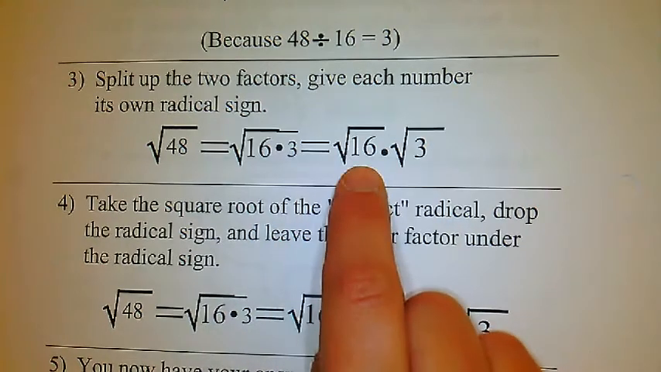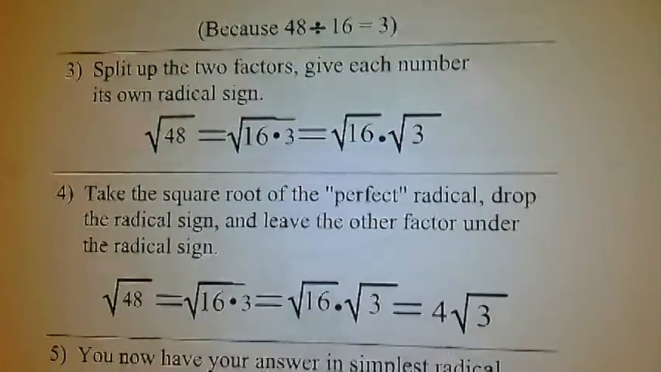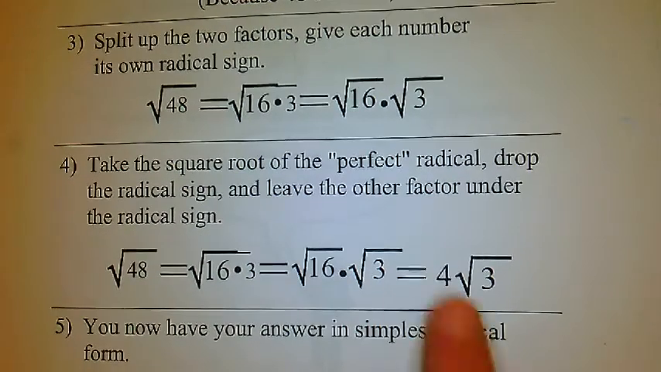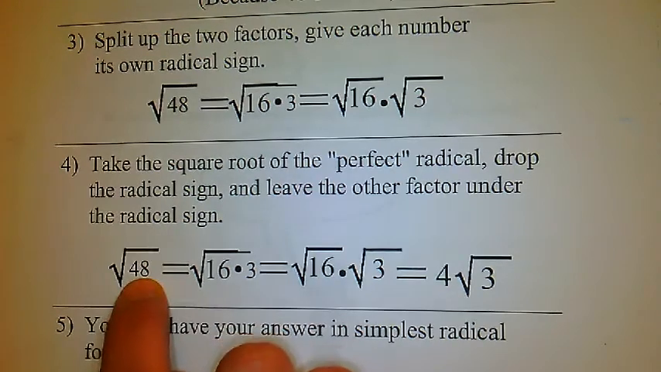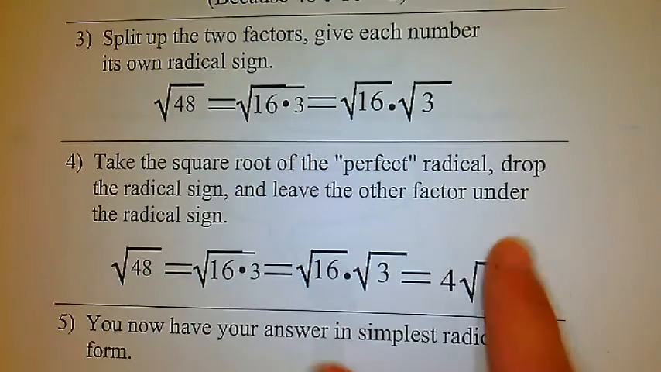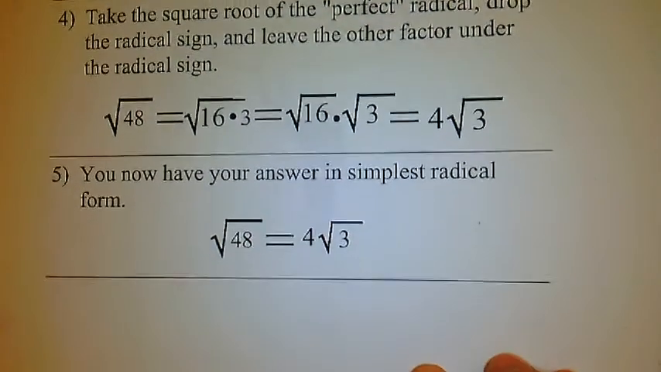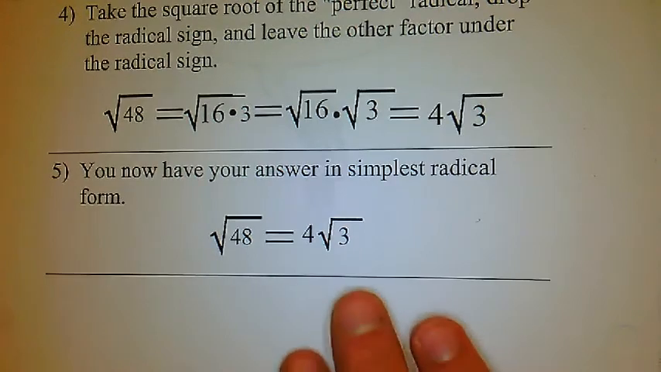Well, I know that the square root of 16 is a perfect square. So now what you're going to do is simplify. And again, I'm just expanding on it: here's where I started, here's the next step, here's the next step, and here's your final answer. So now you have your answer in simplest radical form.